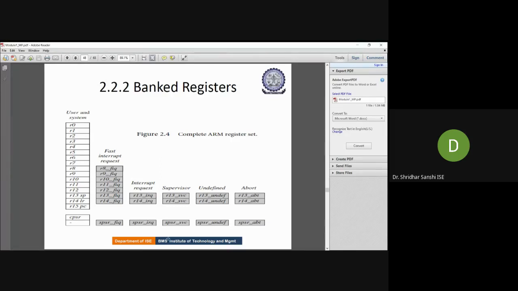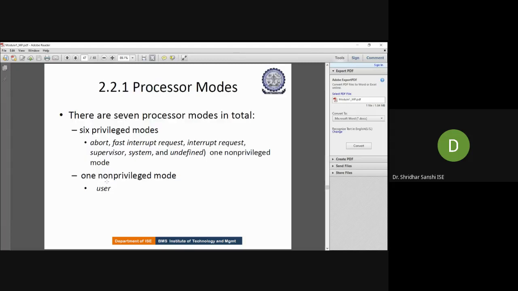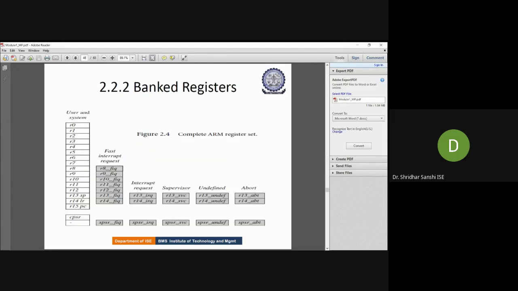As I told, what is the privilege mode and what is the non-privilege mode? I told just now: privilege mode allows full read and write access to the CPSR, but in non-privilege mode, only read access is allowed.